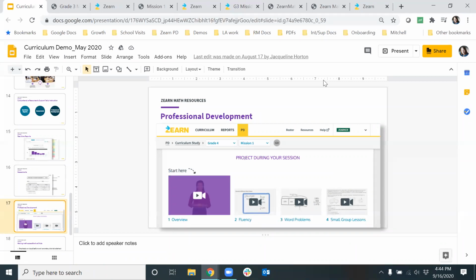Curriculum Study offers an hour-long session for every unit of every grade or every mission. Each session is designed to support teachers with mathematical background information, including the big ideas of each unit and a variety of instructional strategies that students will use throughout the unit.